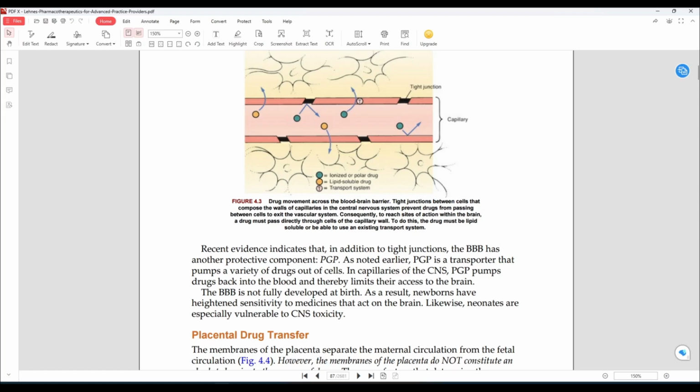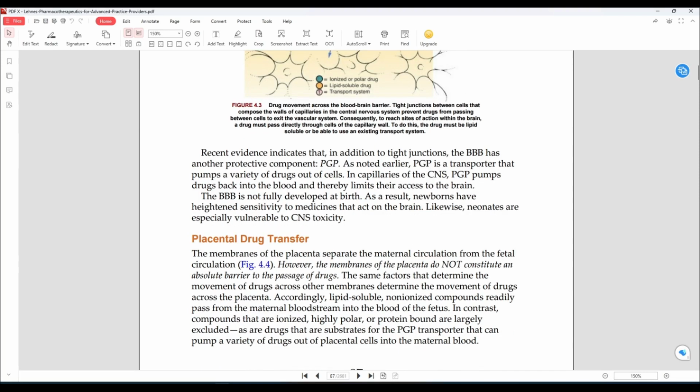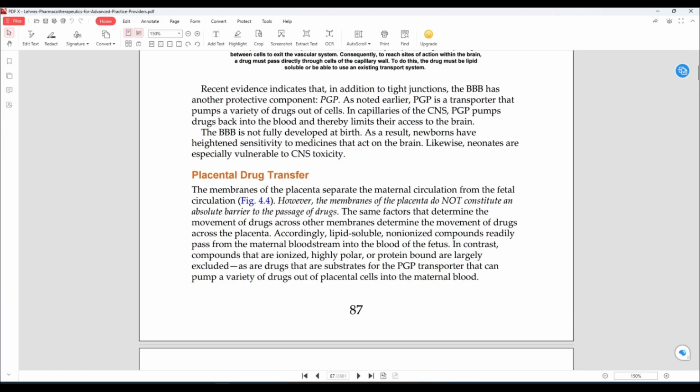Recent evidence indicates that in addition to tight junctions, the blood-brain barrier has another protective component, the PGP. As noted earlier, PGP is a transporter that pumps a variety of drugs out of cells. In capillaries of the CNS, PGP pumps drugs back into the blood and thereby limits their access to the brain. The blood-brain barrier is not fully developed at birth. As a result, newborns have heightened sensitivity to medicines that act on the brain. Likewise, neonates are especially vulnerable to CNS toxicity.